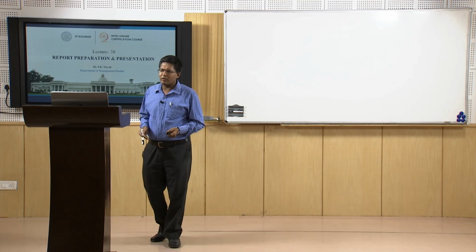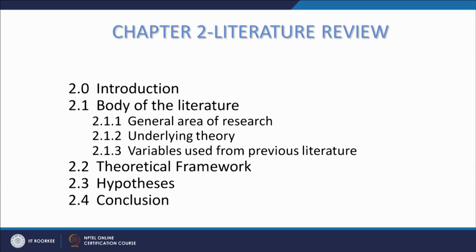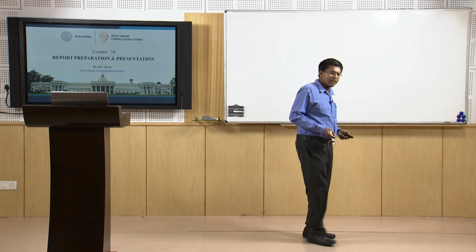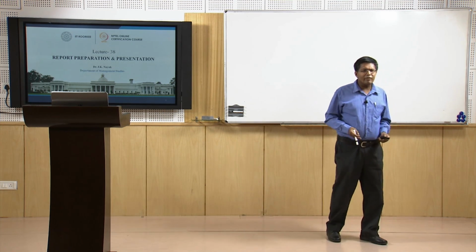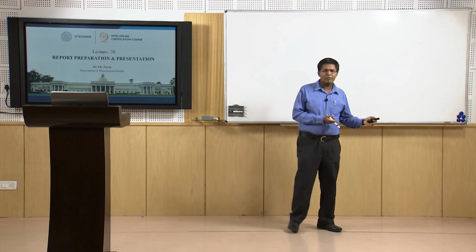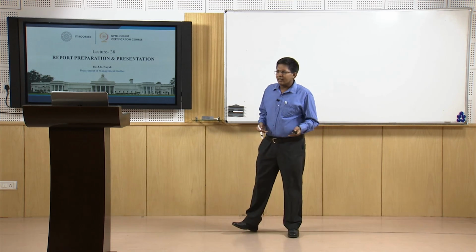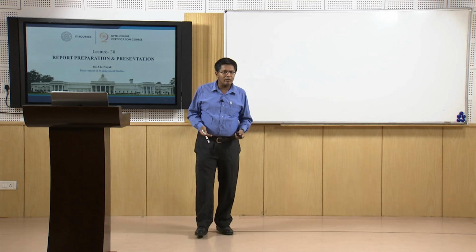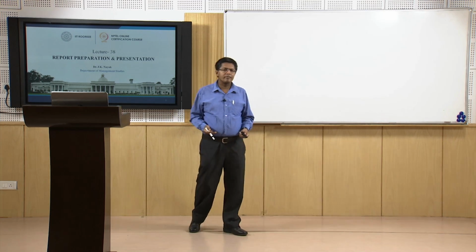Okay. So, the body of the literature would be the general area of the research, underlying theory, right. So, what is the underlying theory behind this research is very important. What are the variables used from the other, previous literatures, your theoretical framework, your hypothesis that you have developed, and again your conclusion.